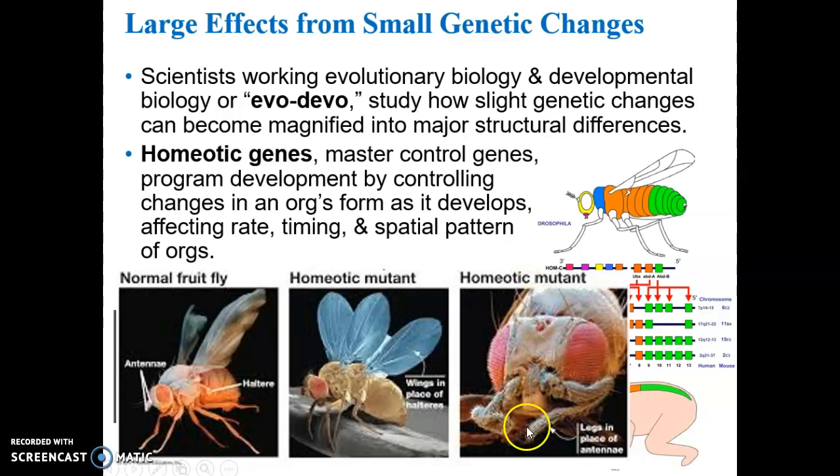Another type of mutation allows legs to grow in the place of antennae, because antennae, wings, halteres, and legs are all appendages, and their sizes and development are controlled by homeotic genes. So if you shut off the homeotic genes that are supposed to develop antennae, and switch on the homeotic genes that control the development of legs in the head, you can get a mutant fly with legs instead of antennae.